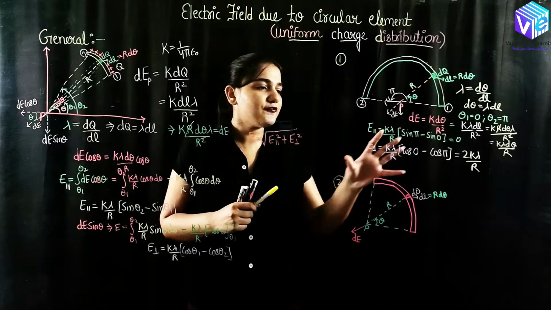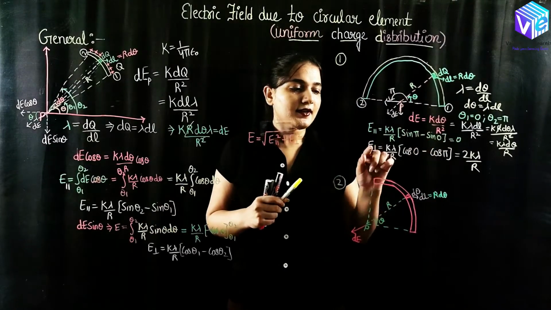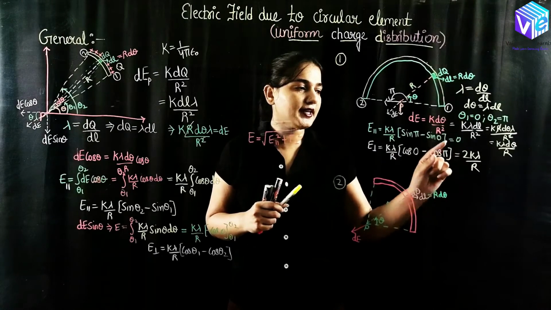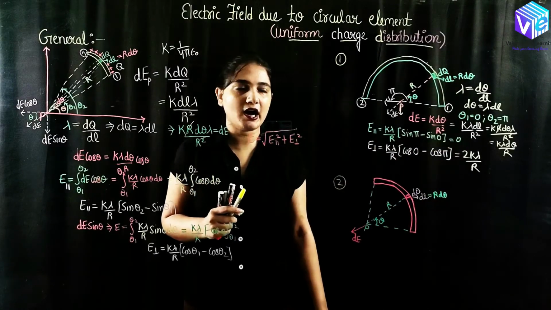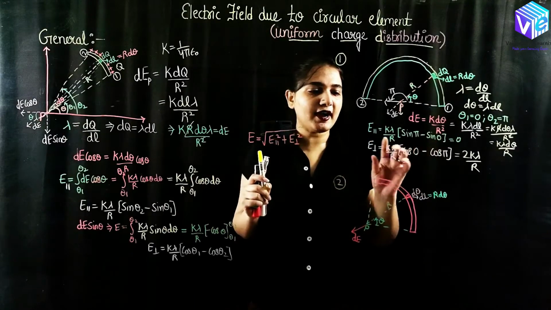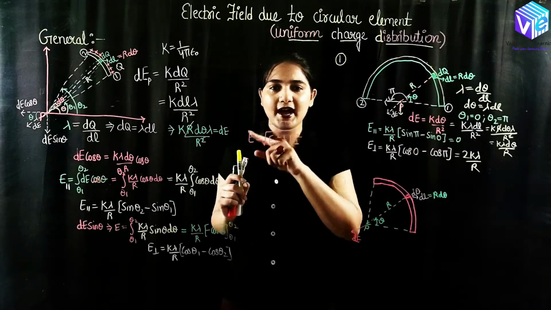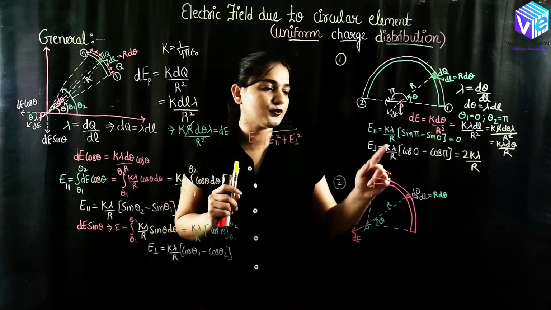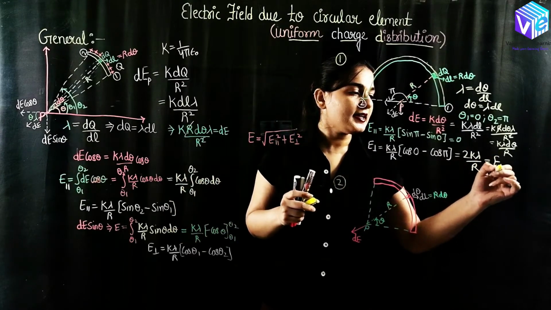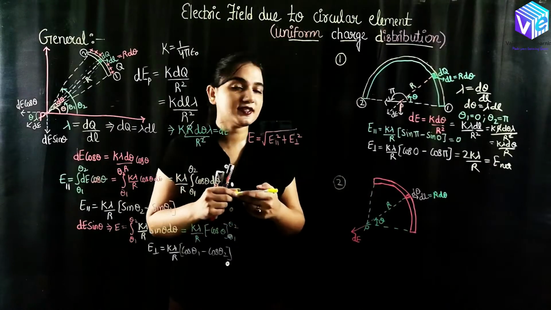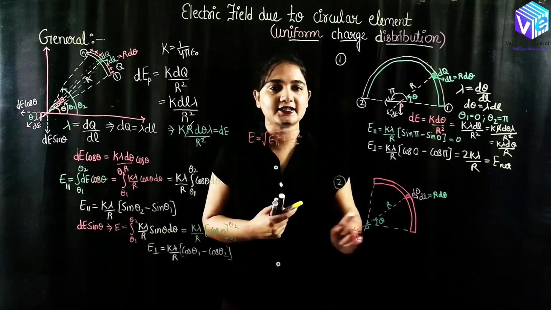Okay, so from this formula, I have found out that E parallel was 0 and E perpendicular is 2k lambda upon r. And now I don't have to find out the resultant, because if I apply the formula, I will also have the same result, and this is equal to my E net. Okay, so this is how I can find out the net electric field.